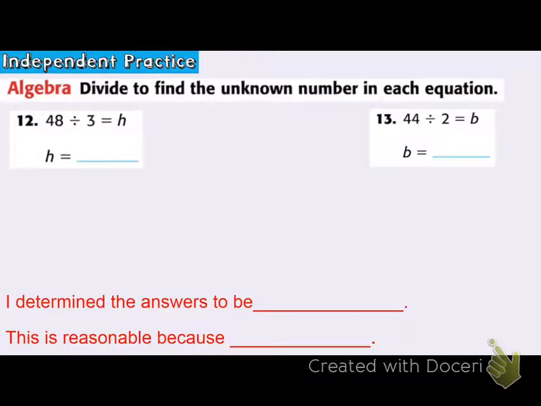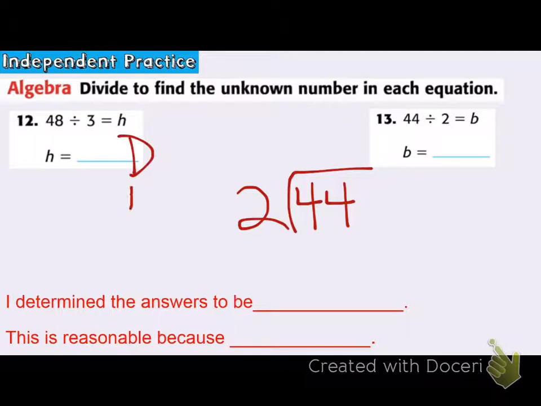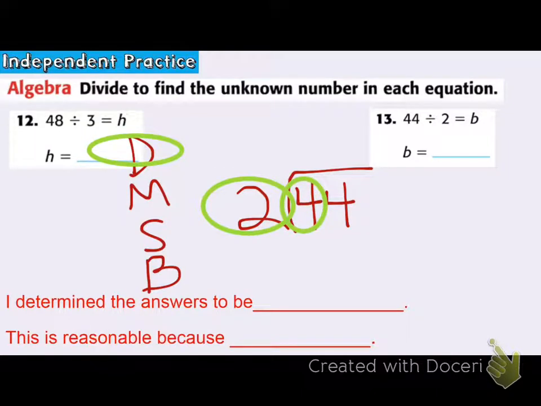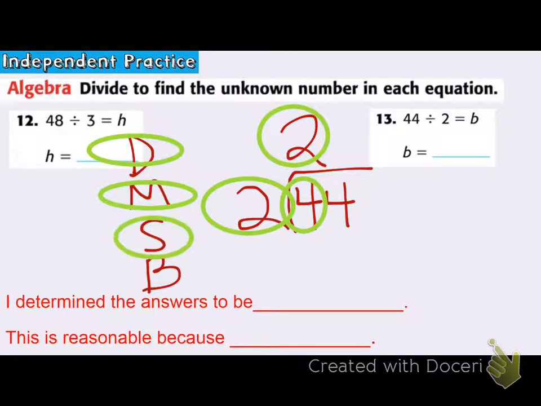Still in independent practice, I'm on problem 13, and it's 44 is the dividend, 2 groups, 2 is the divisor, and what is the quotient? Well, divide, multiply, subtract, bring down. I'm going to start with divide. How many times will 2 divide into 4? Well, that's 2. The next step is multiply. What is 2 times 2? Well, 4. So I can go ahead and subtract the 4. 4 minus 4 is nothing, and I can bring down.